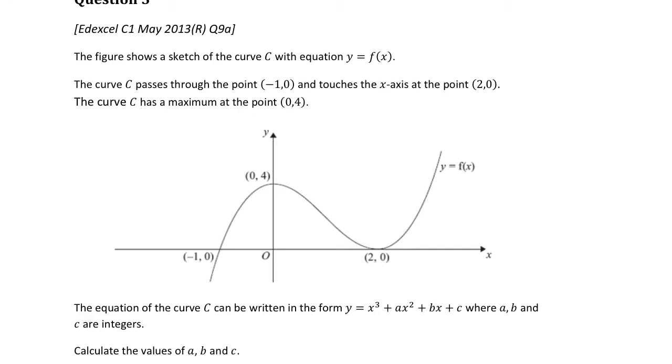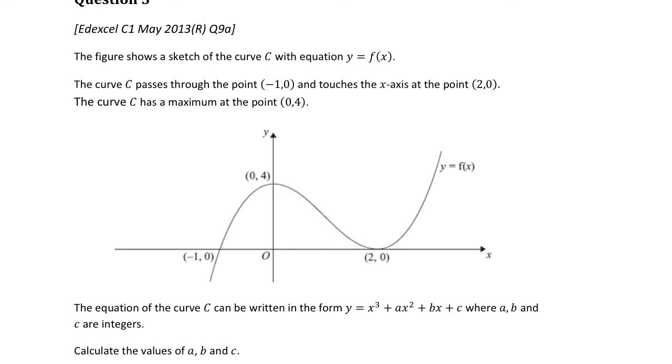Question 5. The figure shows a sketch of the curve C with equation y equals f of x. The curve C passes through the point -1, 0, and touches the x-axis at the point 2, 0. The curve C has a maximum at the point 0, 4. So pretty much all that information is just summed up on the diagram below.